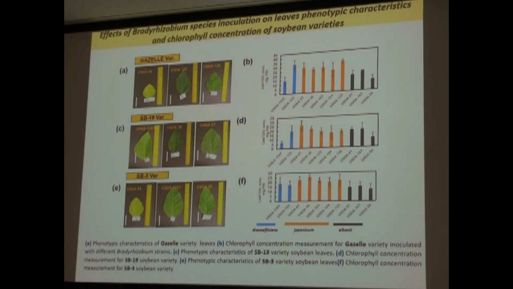I went ahead to see some of the effects of rhizobia species inoculation on chlorophyll concentration. Here we have the soybean varieties and the measurement of chlorophyll concentration of all the leaves. According to this data, B. japonicum has high effects on chlorophyll concentration on all the soybean varieties.